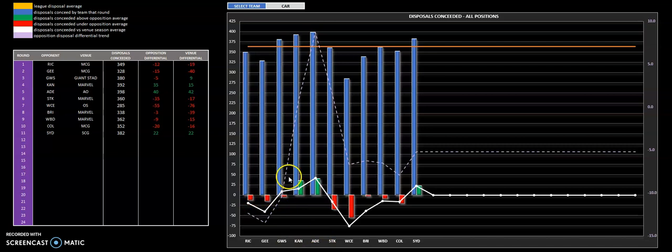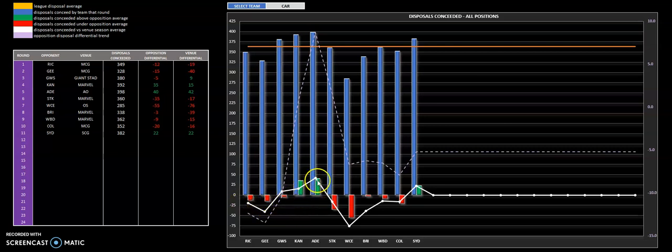So if we have a look at this graph now, as I said, the blue lines show disposals conceded. You can see a little bit of it, maybe not so much of a trend with Carlton. These red and green bars show basically relative to the team they've played's average, have they actually kept them below their average or not? So you can see Carlton actually is quite defensive. They keep most teams below their average, aside from Kangaroos, Adelaide and Sydney. And funnily enough, that's every game that they beat the Kangaroos, but they lost those ones.